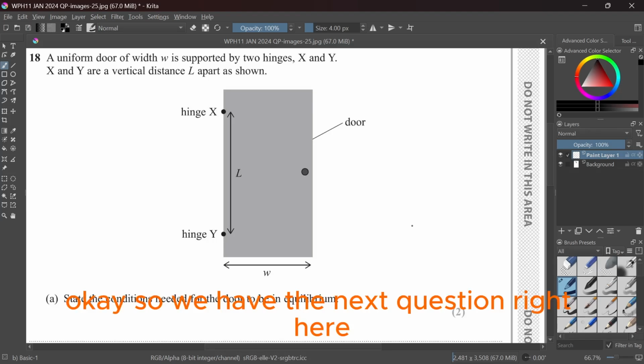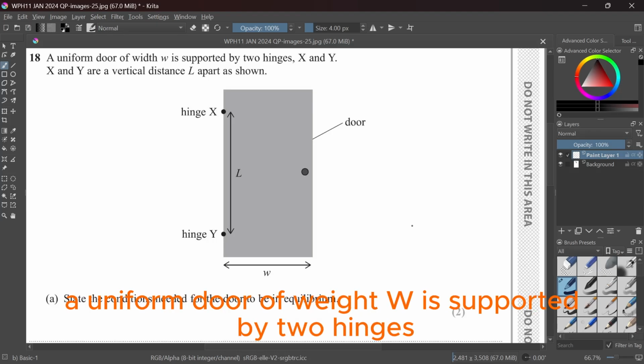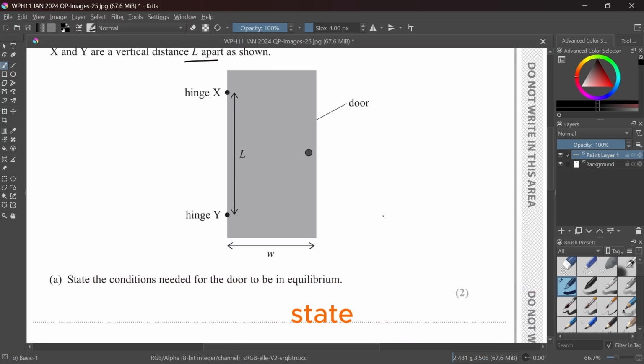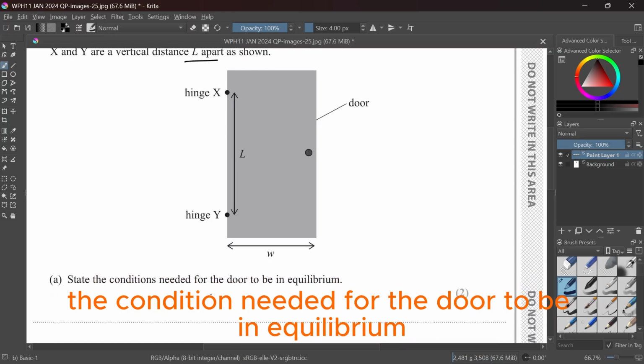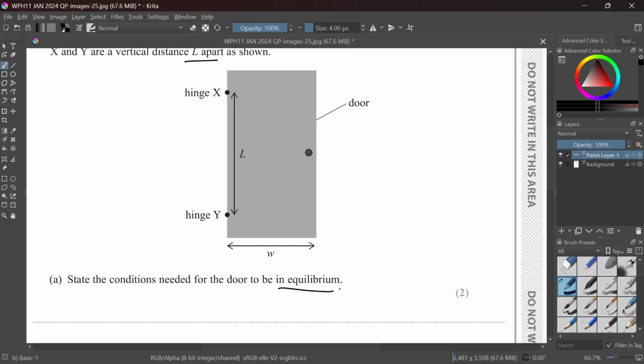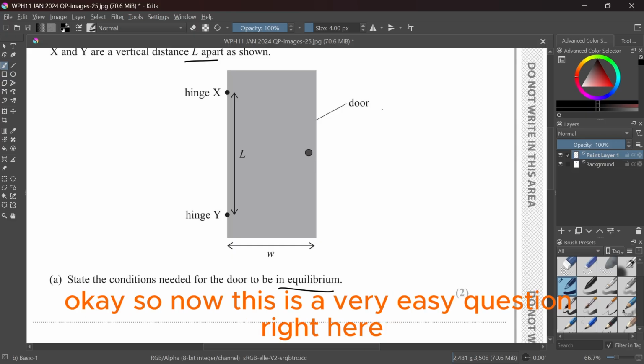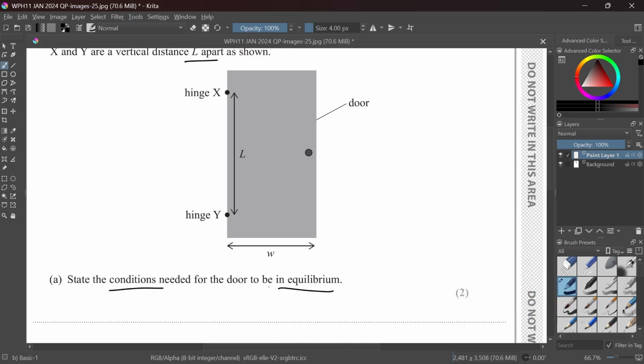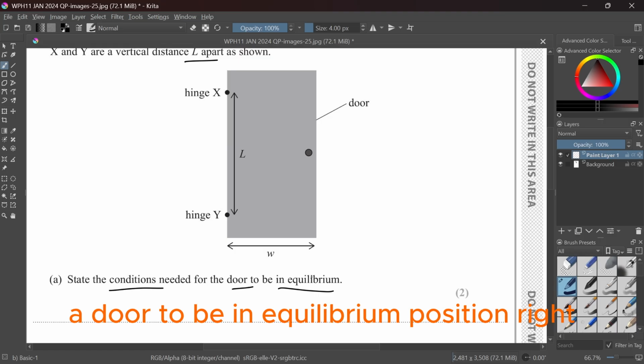Okay, so we have the next question right here. It says a uniform door of width W is supported by two hinges X and Y. X and Y are vertical distance L apart as shown. State the condition needed for the door to be in equilibrium. Okay, so now this is a very easy question right here. You just need to tell the conditions for a door to be in equilibrium position, right?